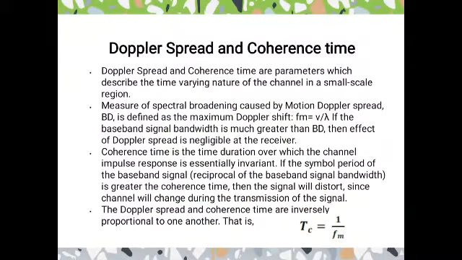Next, we are going for the Doppler spread and the coherence time. Doppler spread and coherence time are the parameters which describe the time varying nature of the channel in the small scale region. Doppler spread BD is a measure of spectral broadening caused by motion. It is defined as the maximum Doppler shift fm, which is equal to v by lambda. If the baseband signal bandwidth is much greater than BD, then the effect of the Doppler spread is negligible at the receiver.